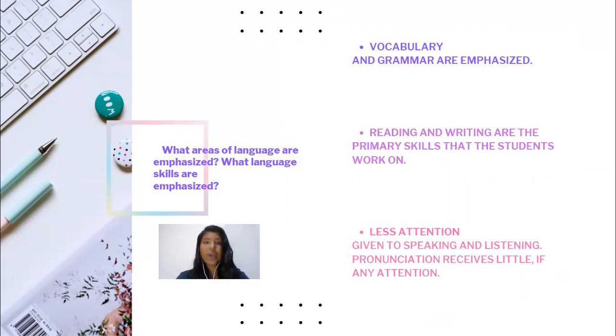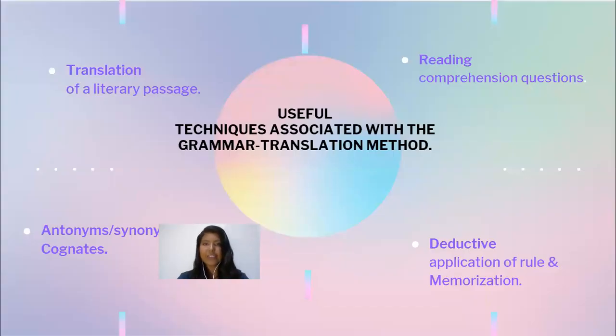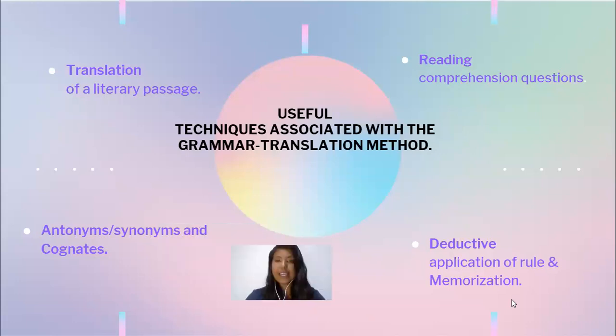So there are some useful techniques associated with the grammar translation method. We can see some of these techniques. As you can read, we have the translation of a literary passage, antonyms and synonyms, also cognates, and reading comprehension questions, and as I said before, deductive application of rules of the target language and memorization of some of them.